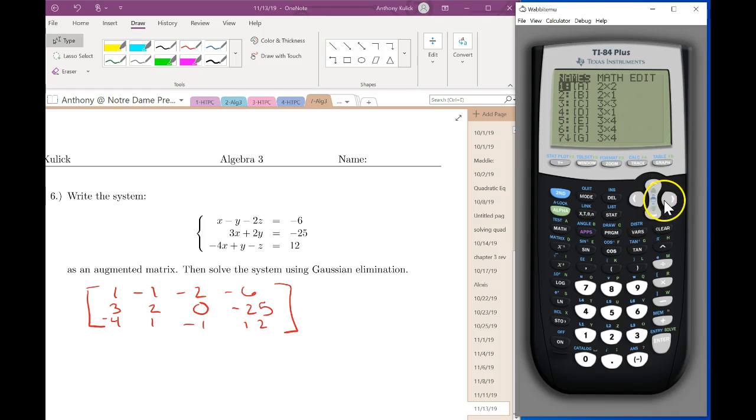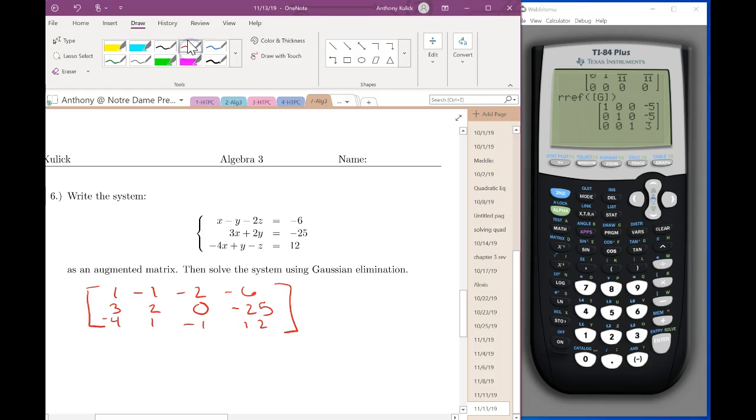Go back in to the matrix menu from the math tab. We'll choose the REF command. And then we'll do that on that matrix G that we just typed in, which gives us this matrix. So what should I say are my values for X, Y, and Z here? X is negative 5, Y is negative 5, and Z is 3.